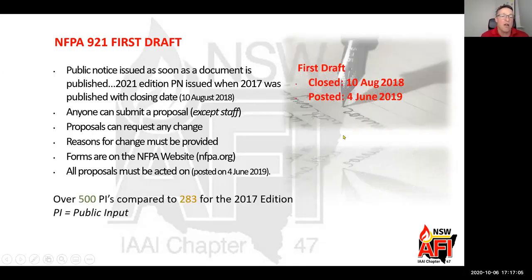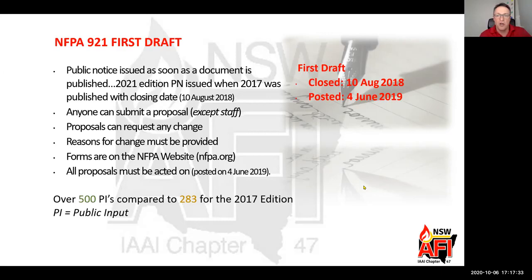For this year's edition, there were over 500 public inputs compared to 283. So you can see that this edition has had a large number of public inputs, which I think is good. There are a lot of people interested in the document and therefore the changes, which are the most changes they've ever had, so this edition is significant.